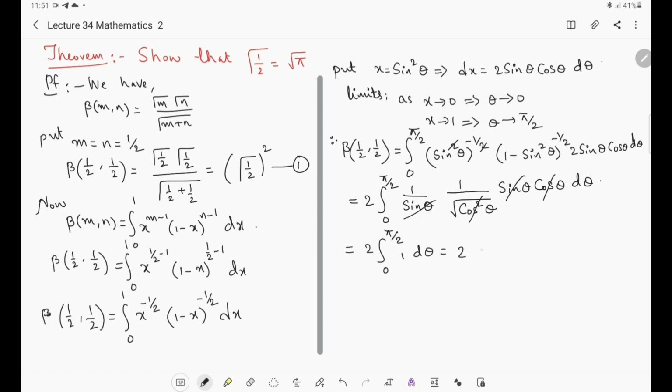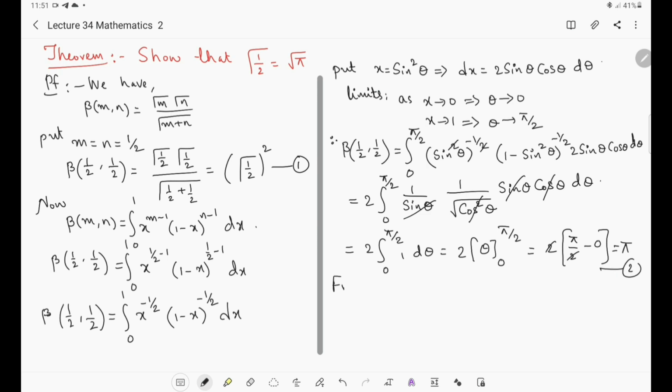Integration of 1 with respect to theta is theta, and the limits are from 0 to pi by 2. Now substitute the upper limit, pi by 2 minus 0. So this 2 will get cancelled, the value is pi. This value pi we are getting for beta of 1 by 2 comma 1 by 2. Now consider this as equation 2.